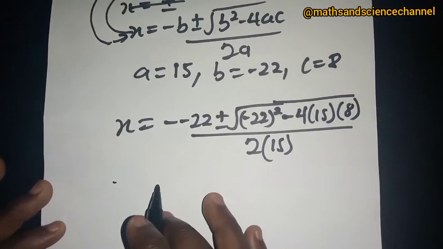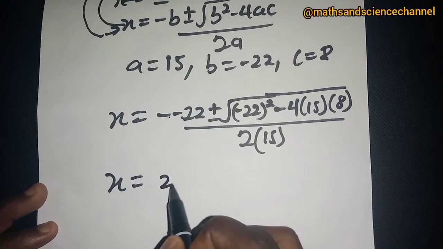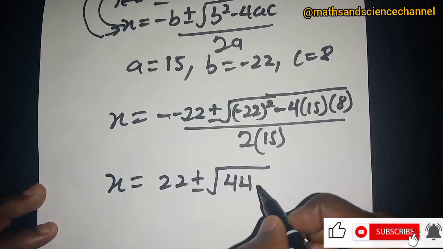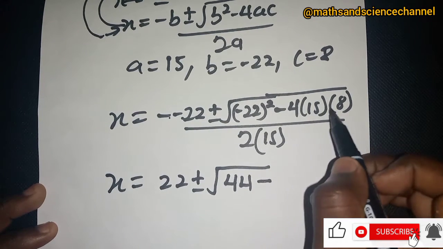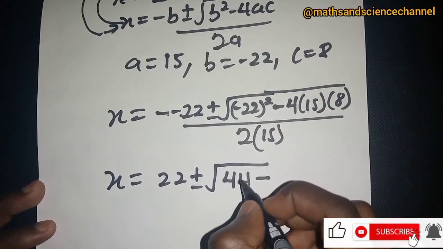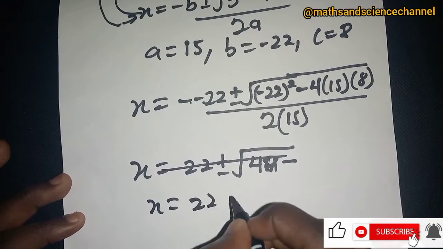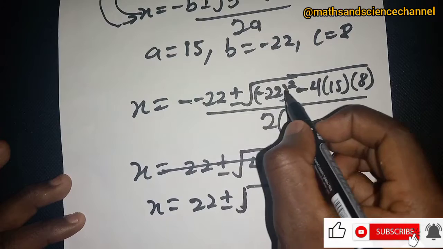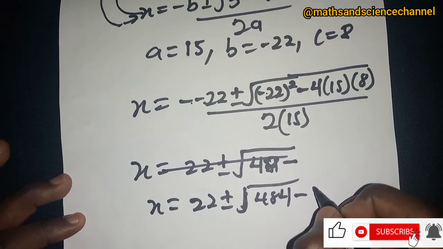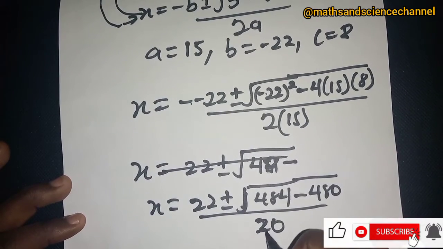Then from here we have x being equal to positive, since negative negative gives us positive, so 22 plus or minus the square root of negative 22 squared, which is just 484, then minus 4 multiplied by 15 multiplied by 8, which is 480, being divided by 2 multiplied by 15, which is just 30.